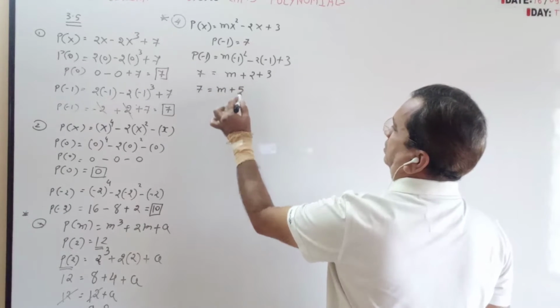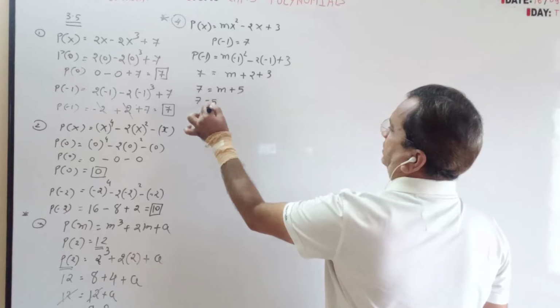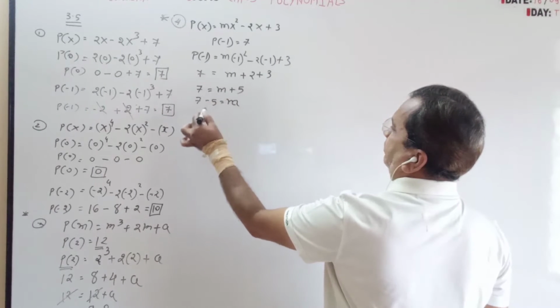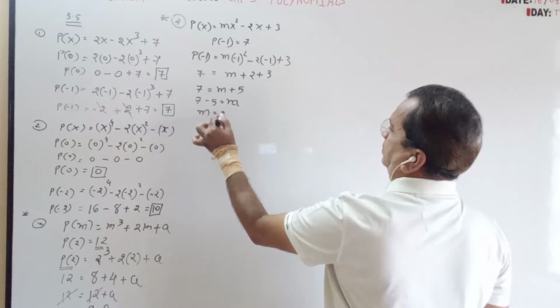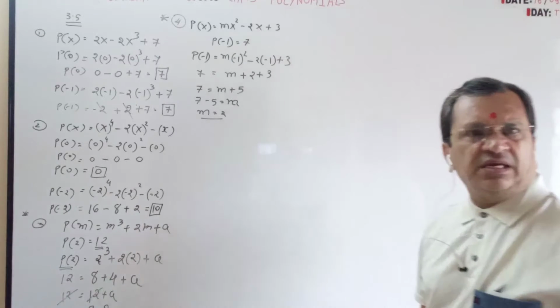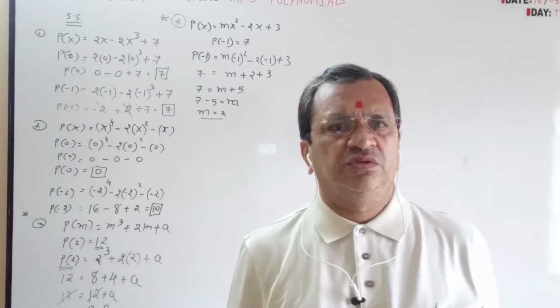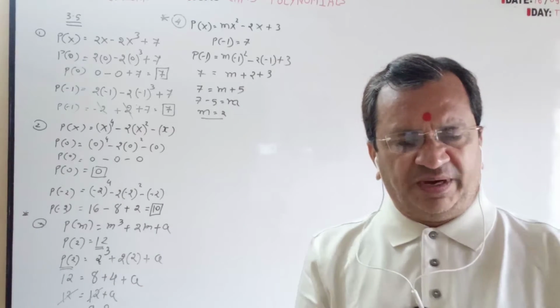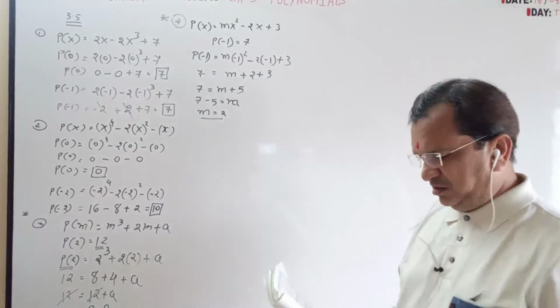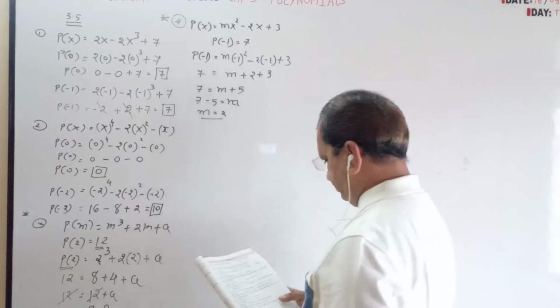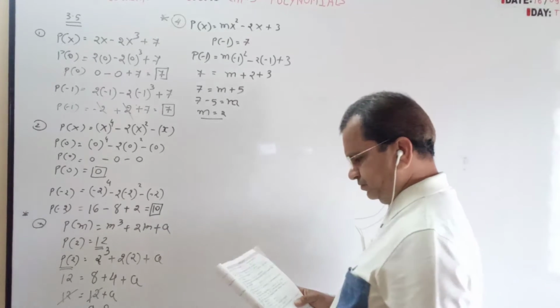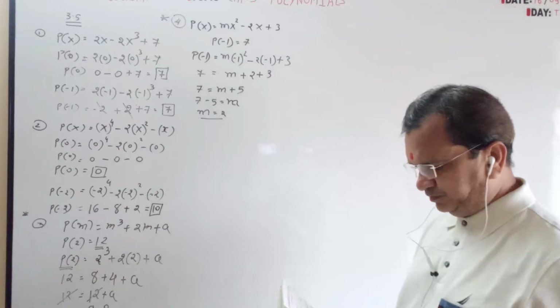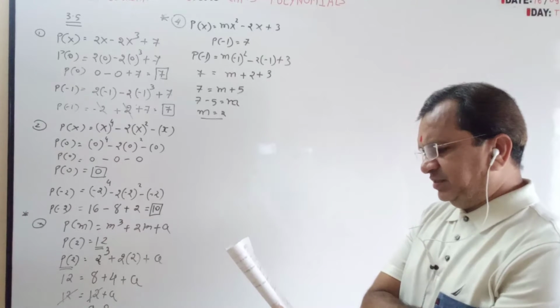Whose mic is on? 7 minus 5 is equal to m. M is equal to 2. Close the mic. Whose mic is on? Close fast.